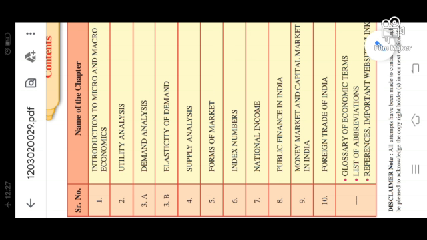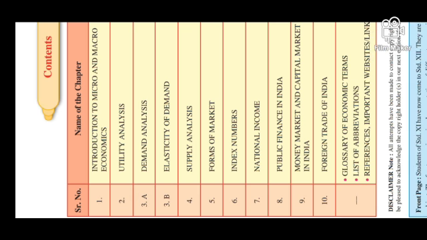So these 5 chapters are included in microeconomics. Basically these are the parts of microeconomics. And the others are index number, national income, public finance in India, money market and capital market in India, and the last one is foreign trade of India. So for the 12th standard we have these complete lessons. This is the full syllabus of 12th standard economics.